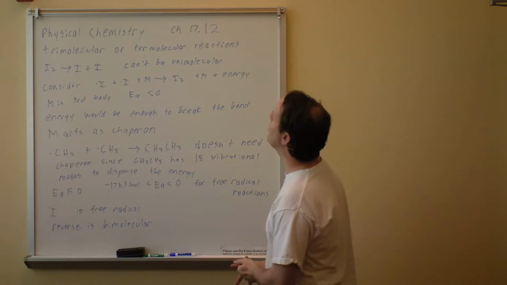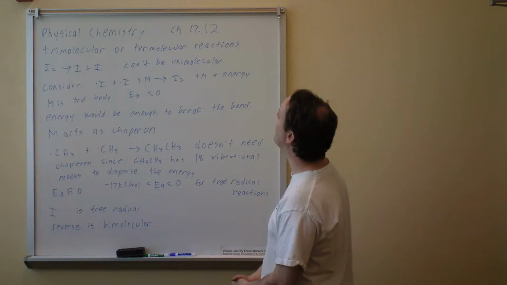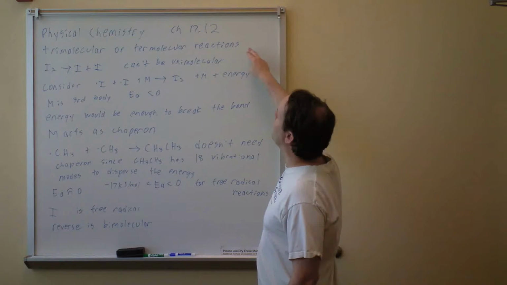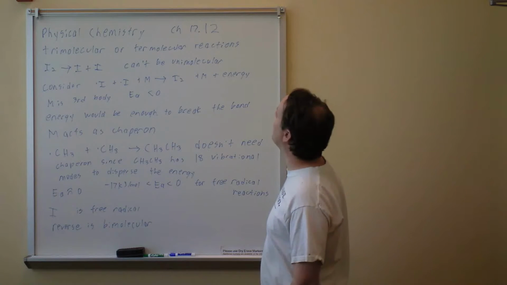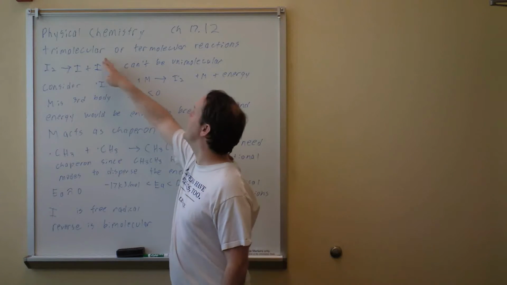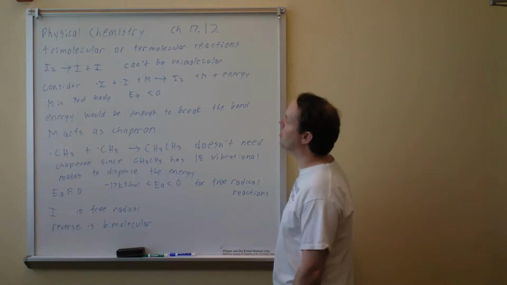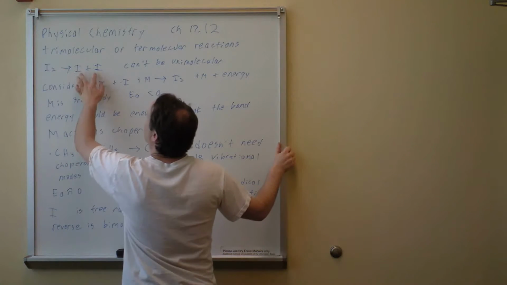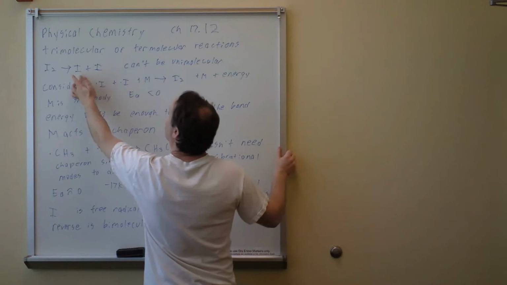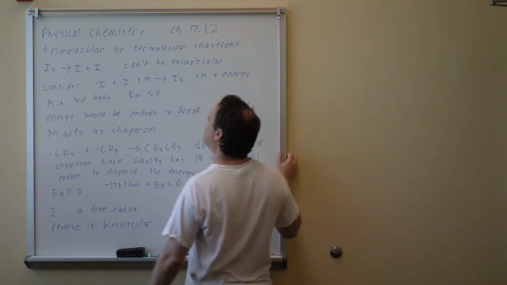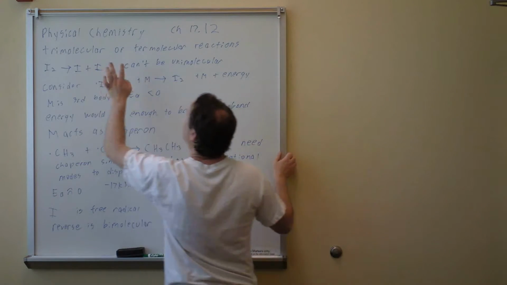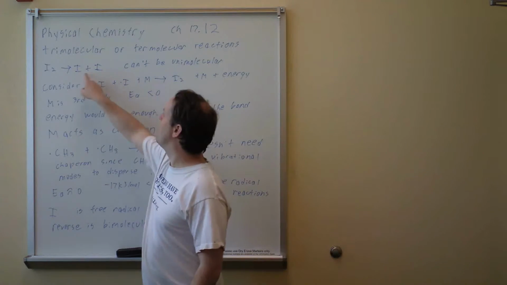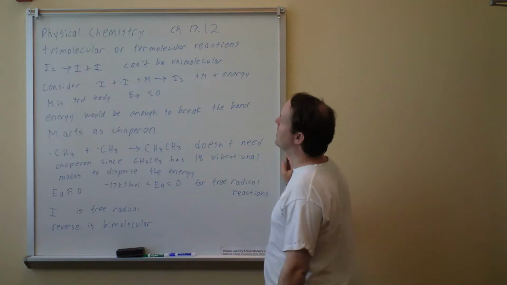Okay, continuing on physical chemistry, chapter 17, we're in section 12 now. Now we're going to talk about reactions of three molecules. That would either be called trimolecular or termolecular. Both of those terms are correct. So let's talk about iodine splitting apart into an iodine atom and an iodine atom. So this is a diatomic splitting apart. These would be free radicals, remember, but we'll get to that in a minute.